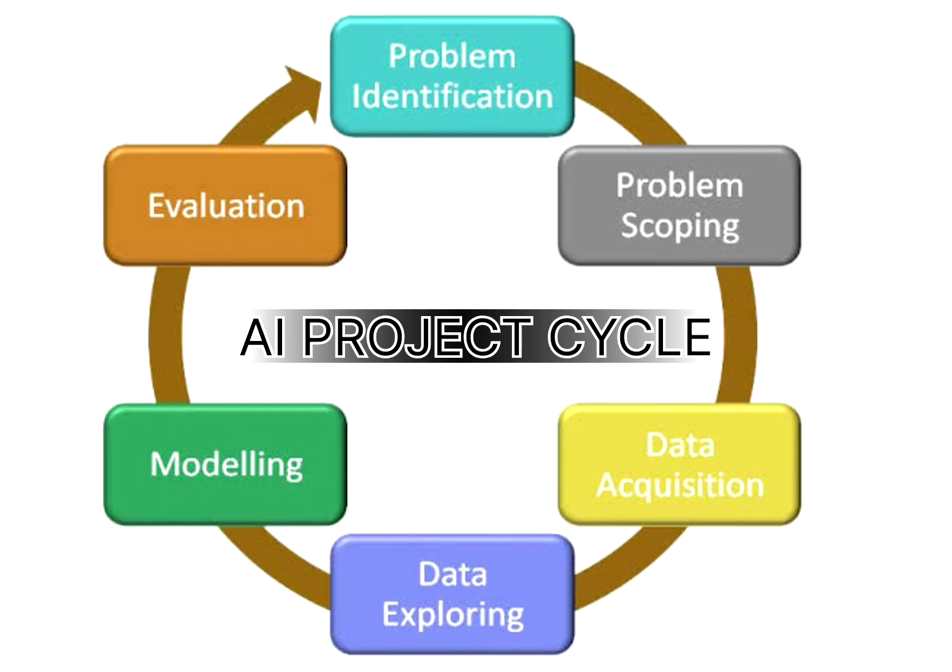Hello everyone, today's topic is AI project cycle. AI project cycle is a structured process involving the problem definition, data collection, modeling, evaluation, deployment, and then comes the monitoring to build and manage effective artificial intelligence solutions.